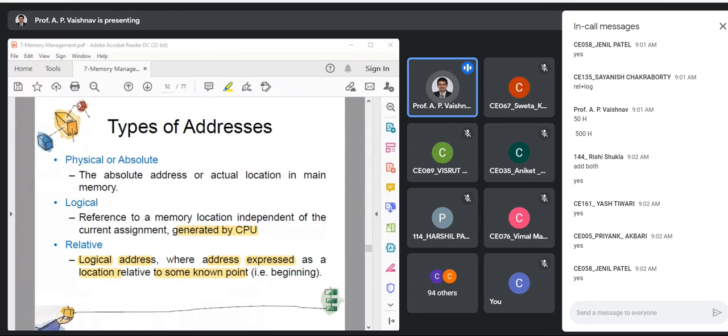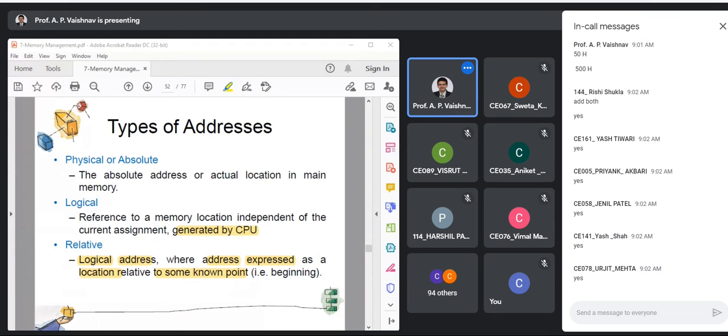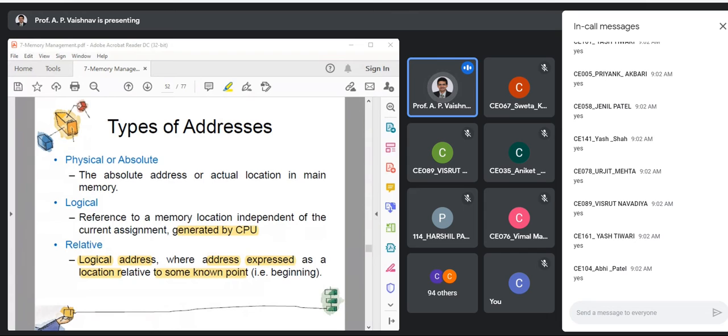Are you clear with the definitions? So again, I'll repeat the difference. Physical is something which is actually present. Logical and relative are not actually present. They are generated by the CPU when the process is created. Ultimately, we have to convert either logical or relative to the physical address, and that is done by your CPU hardware and OS. Okay, let us continue with this.